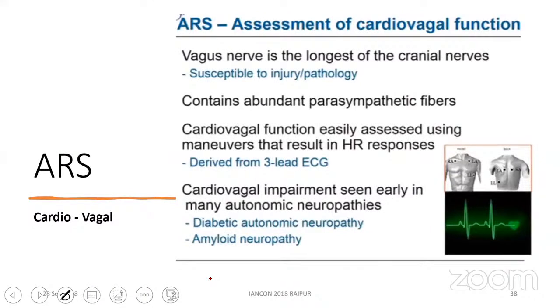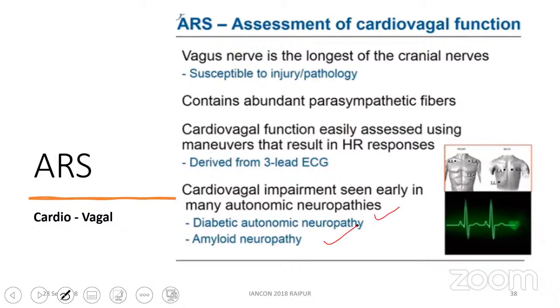So the vagus nerve is the longest of the cranial nerves. It is susceptible to injury and pathology. It contains abundant parasympathetic fibers. Cardiovagal function is easily assessed using maneuvers that result in a heart rate response. As I said, it is derived from a 3-lead ECG you can attach. Cardiovagal impairment is seen early in many autonomic neuropathies, like diabetic autonomic neuropathy and amyloid neuropathy.